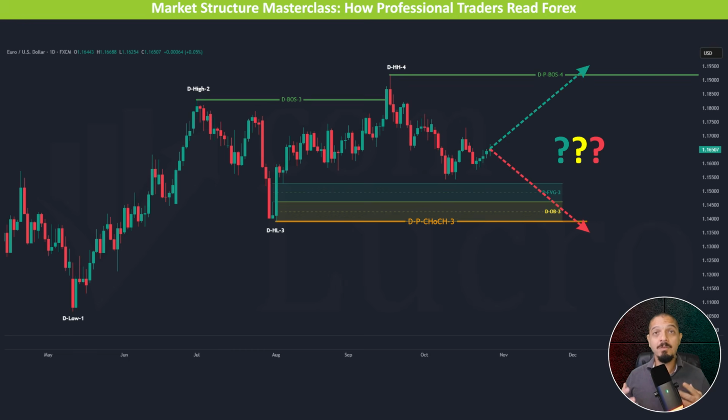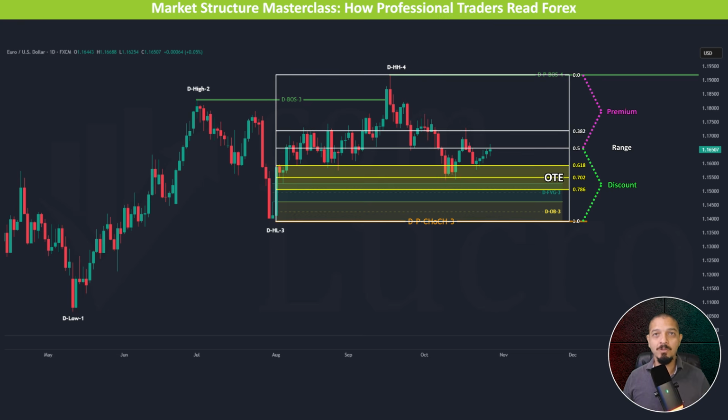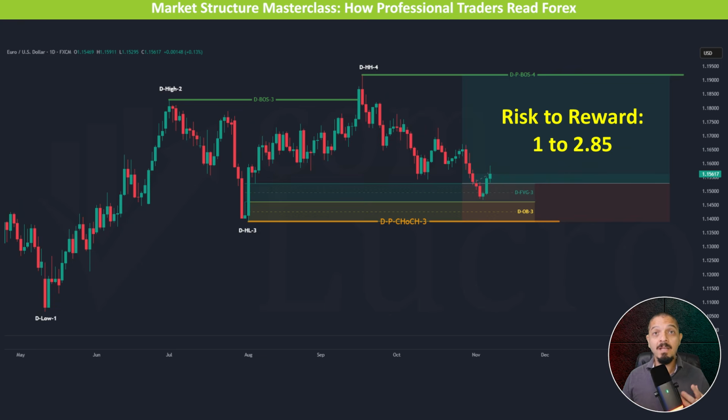Many traders search for the best Forex strategy or try to understand how professional traders read the market. But without a clear understanding of market structure, liquidity, and how price movements develop, most strategies eventually fail.